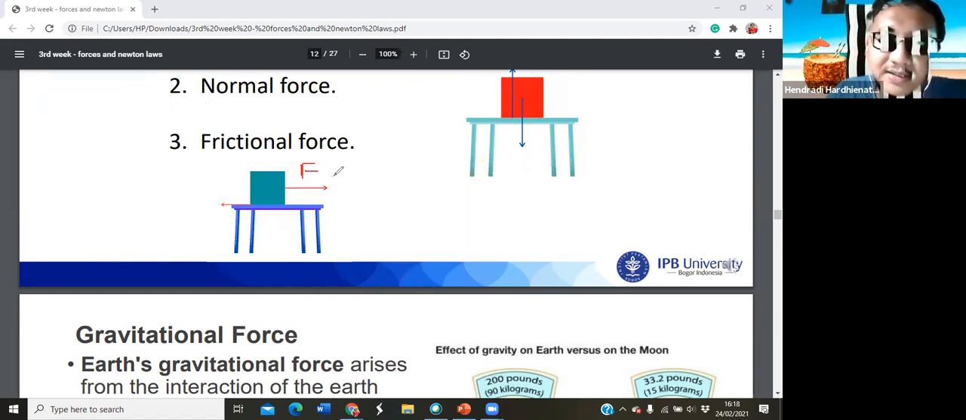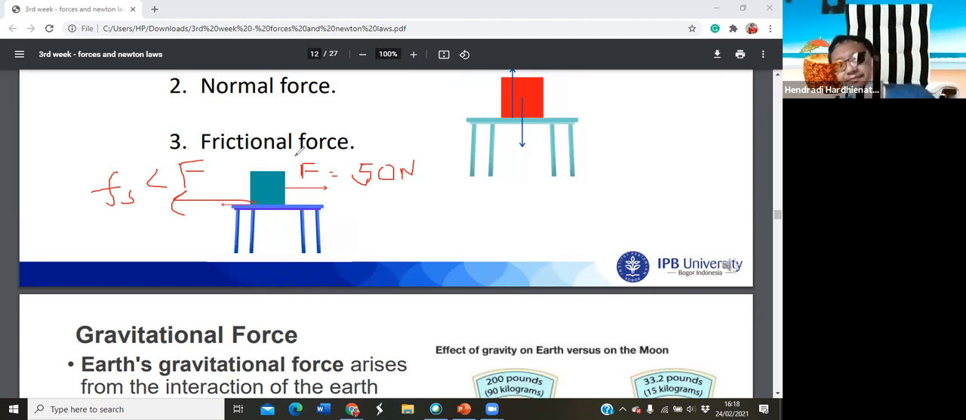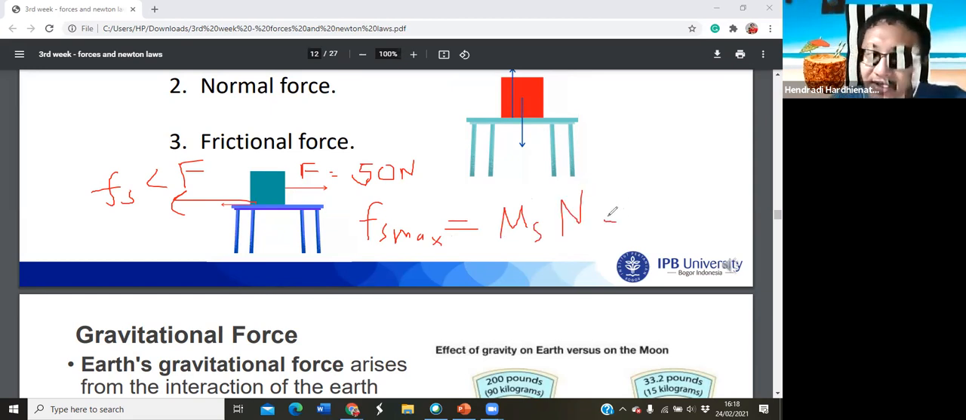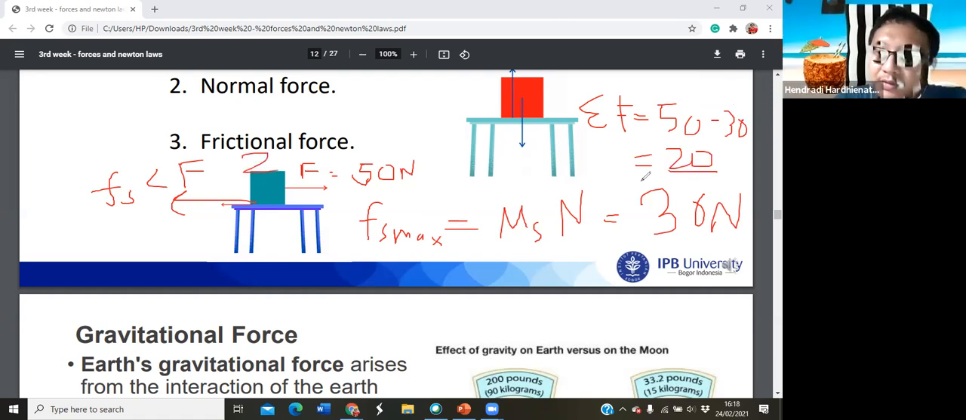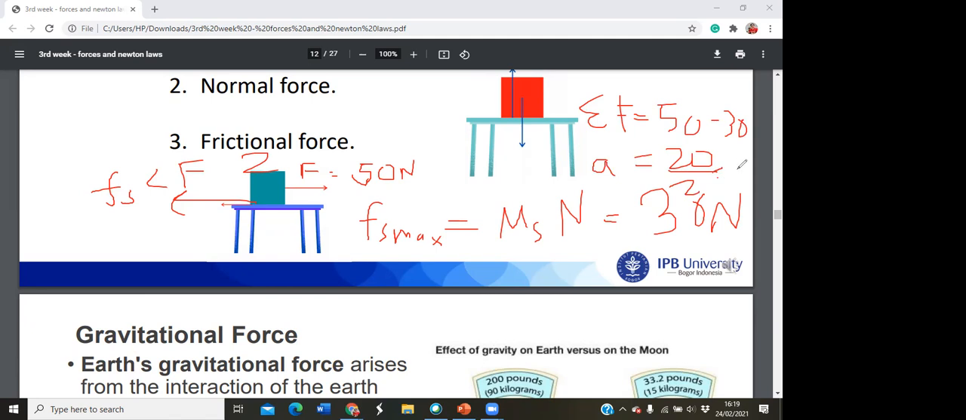Now, what happens when you give a big pull, like 50 Newton, and suddenly the book moves? What does it mean? The friction force now is smaller than the pushing force, right? What is the maximal friction force? The maximal friction force is equal to mu s times n. If mu s times n is, for example, 30 Newton, then sigma F is 50 minus 30. If the mass is 2 kilograms, divided by 2, you have an acceleration of 10.